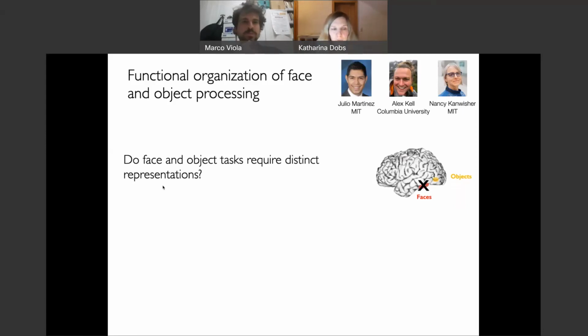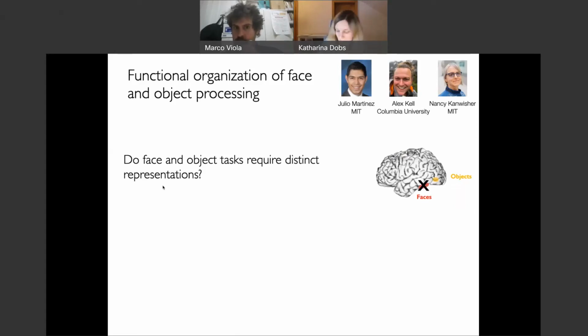And so the first question we had in mind was, do face and object tasks require distinct representations? So the idea was basically to use these models like ideal observer models, but for natural tasks, and ask, do the representations for one task transfer to the other? And from a computational point of view, is there even a requirement to segregate face processing, or would it be sufficient to use generic object-trained representations?